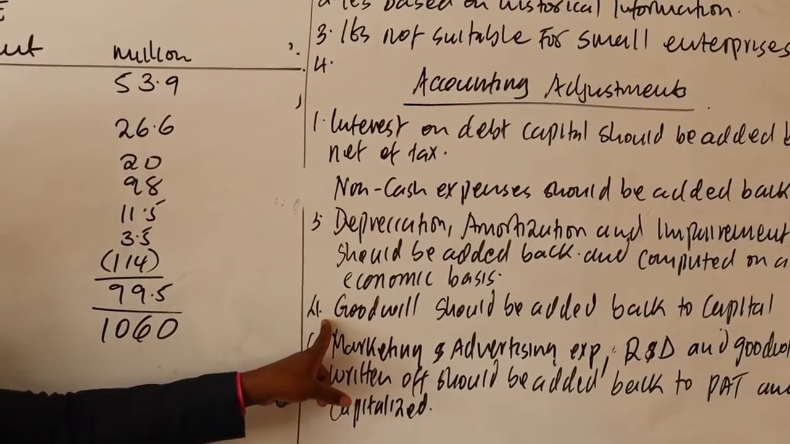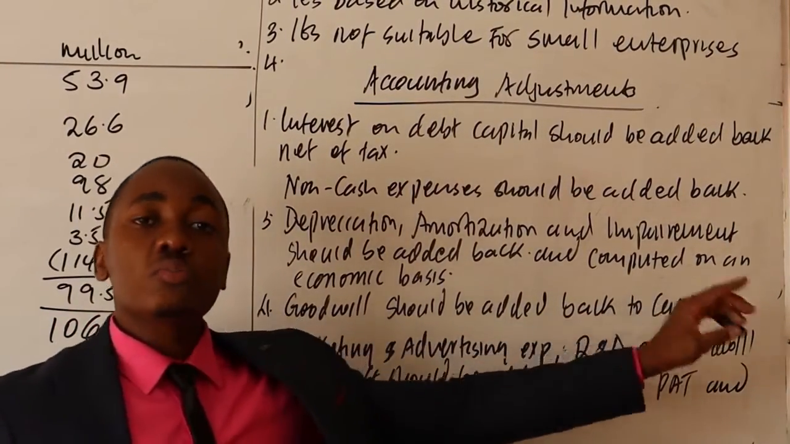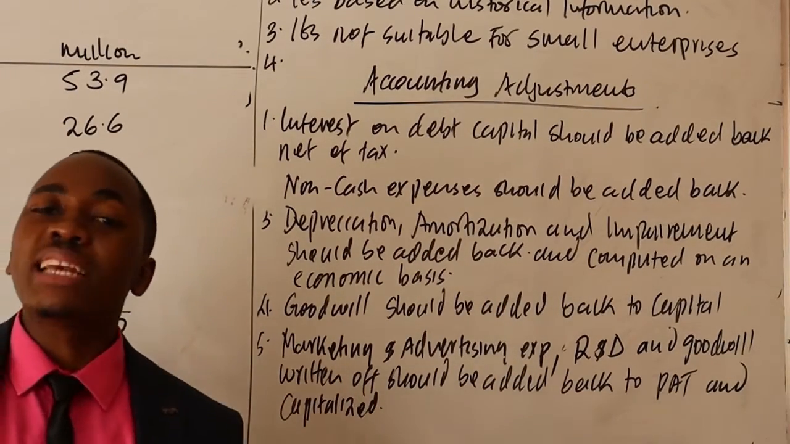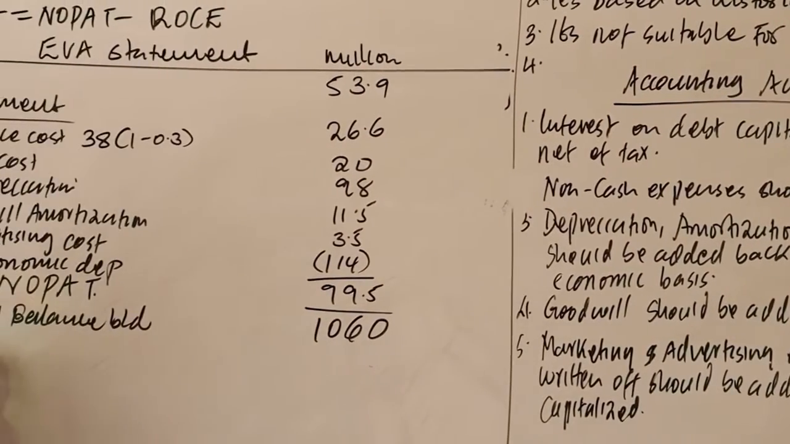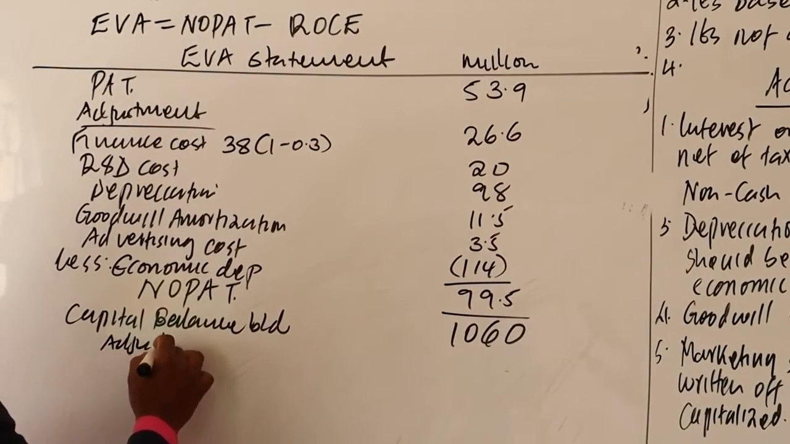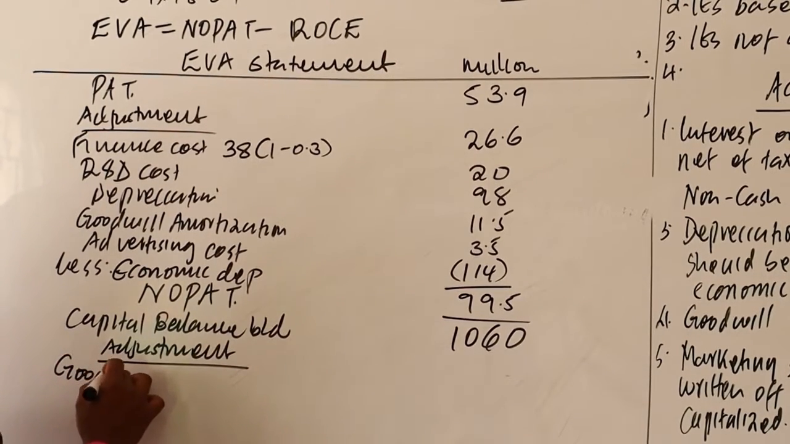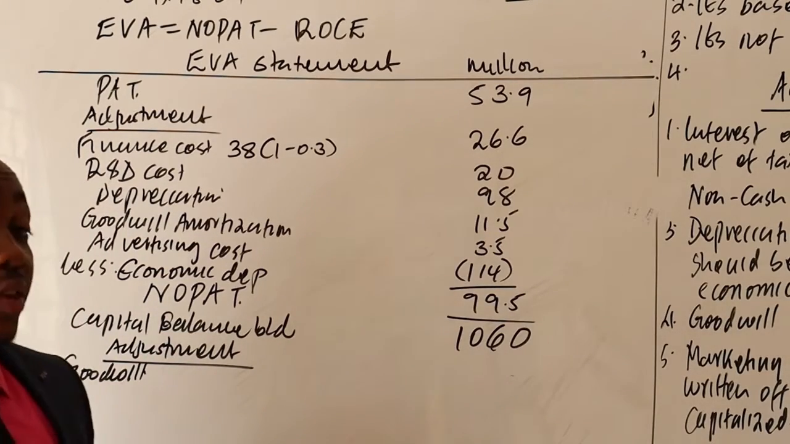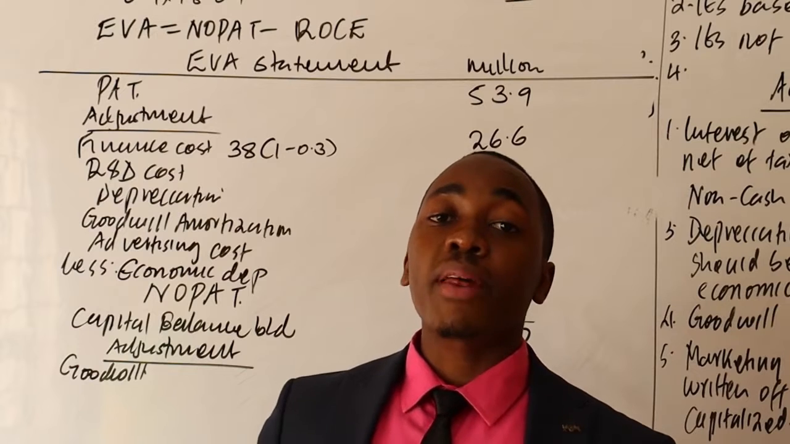Number 4, one of the accounting adjustments: we say that goodwill should be added back to capital, because goodwill increases the value of the capital to the shareholder. It's the shareholder's wealth. So, capital balance brought down, then under adjustment, we add back goodwill. How much was the goodwill? You are not given how much was the goodwill, but we can determine it.